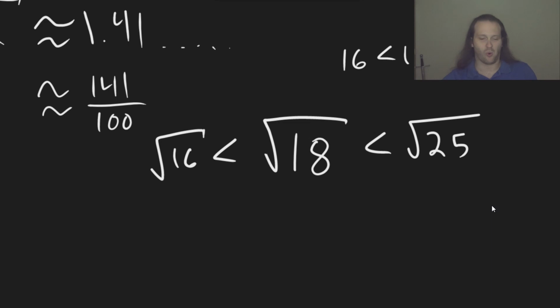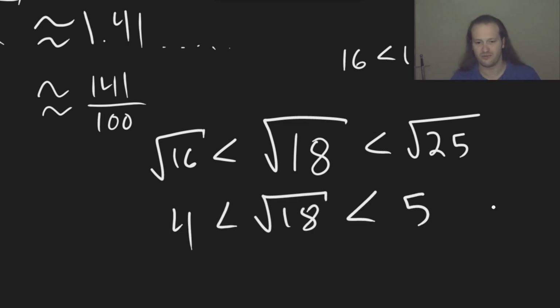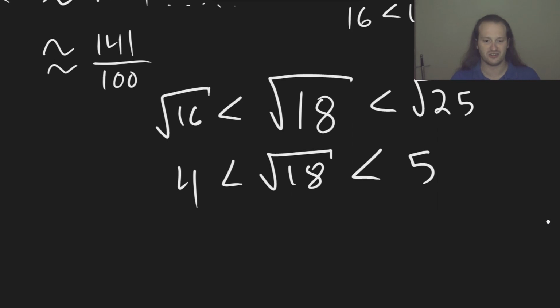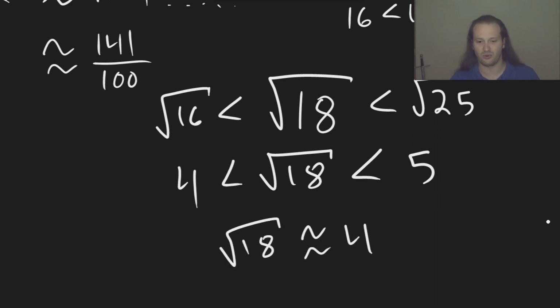So we know that this is 4. We know that this is 5. And 18's a little closer to 16, so it's probably like, I don't know, 4.2, I think. Let's see. Square root of 18 equals, hey, 4.2. Haha. And a lot more digits.